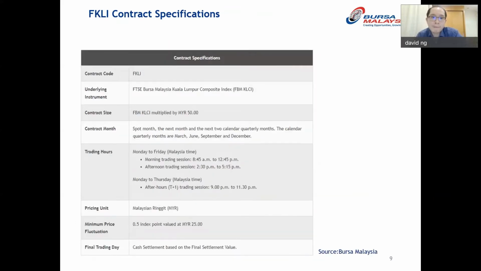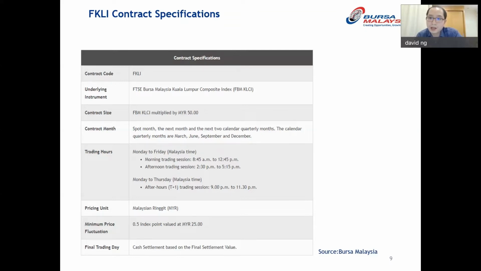Now, FKLI is also something similar. Looking at the contract size, every 1 tick movement, or minimum tick value, is 25 ringgit, so 1 point is 50 ringgit. Now, the contract months listed are always the current month, the next month, and the next 2 calendar quarterly months, which are March, June, September, and December. So that's how the exchange lists the contracts. Later on, we're going to see how the listed contracts are available.